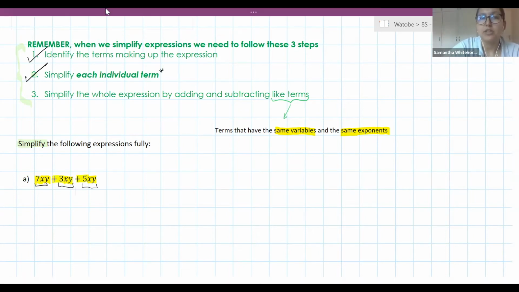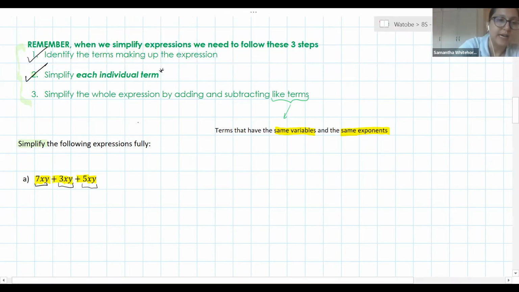And so I can now just add or subtract them. Now, in this case, I'm just adding. I don't need to worry about subtraction. When I add and subtract like terms, and I'll put this little note here, the exponents never change. The exponents only change when we multiply or divide, which we'll deal with in a second. So because I'm adding or subtracting, the exponents are going to stay to the power 1. So this is going to stay xy. And then as Theo has said, 7 plus 3 plus 5 is then 15xy. So very importantly, when we add or subtract, we don't change the exponents.